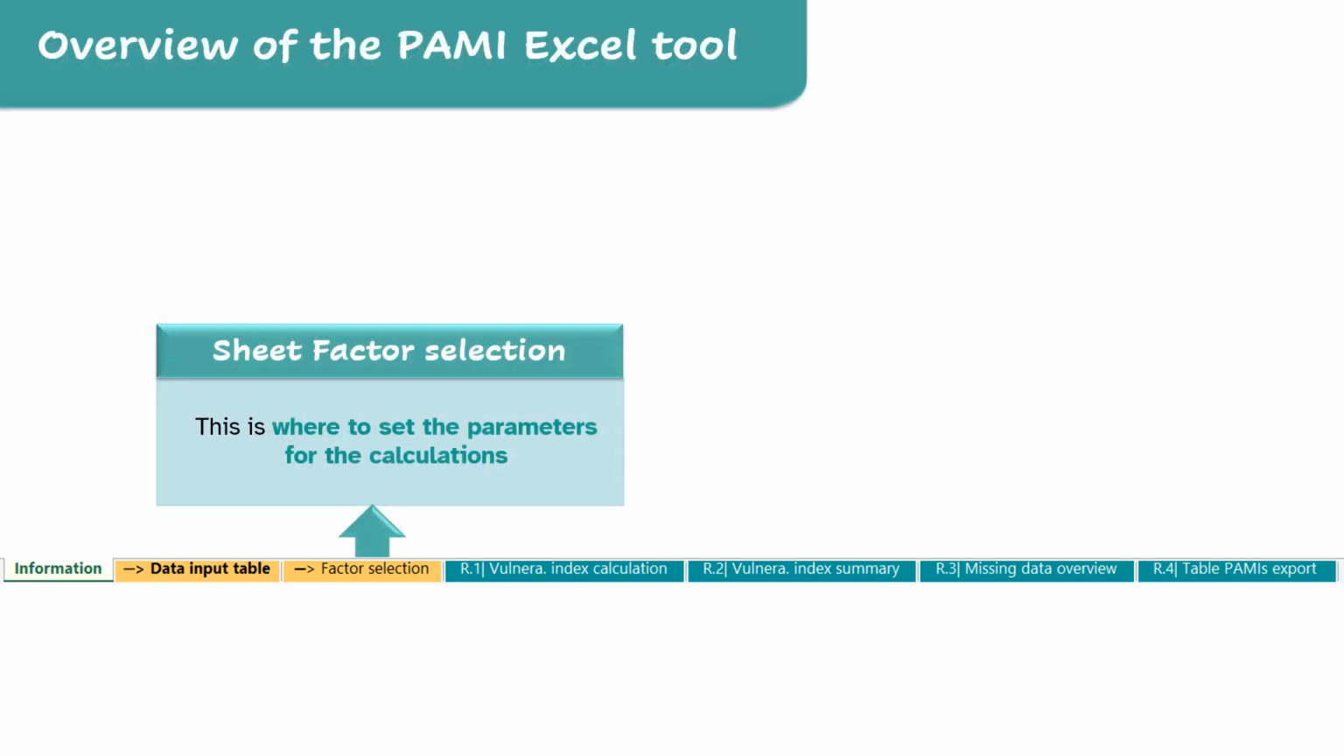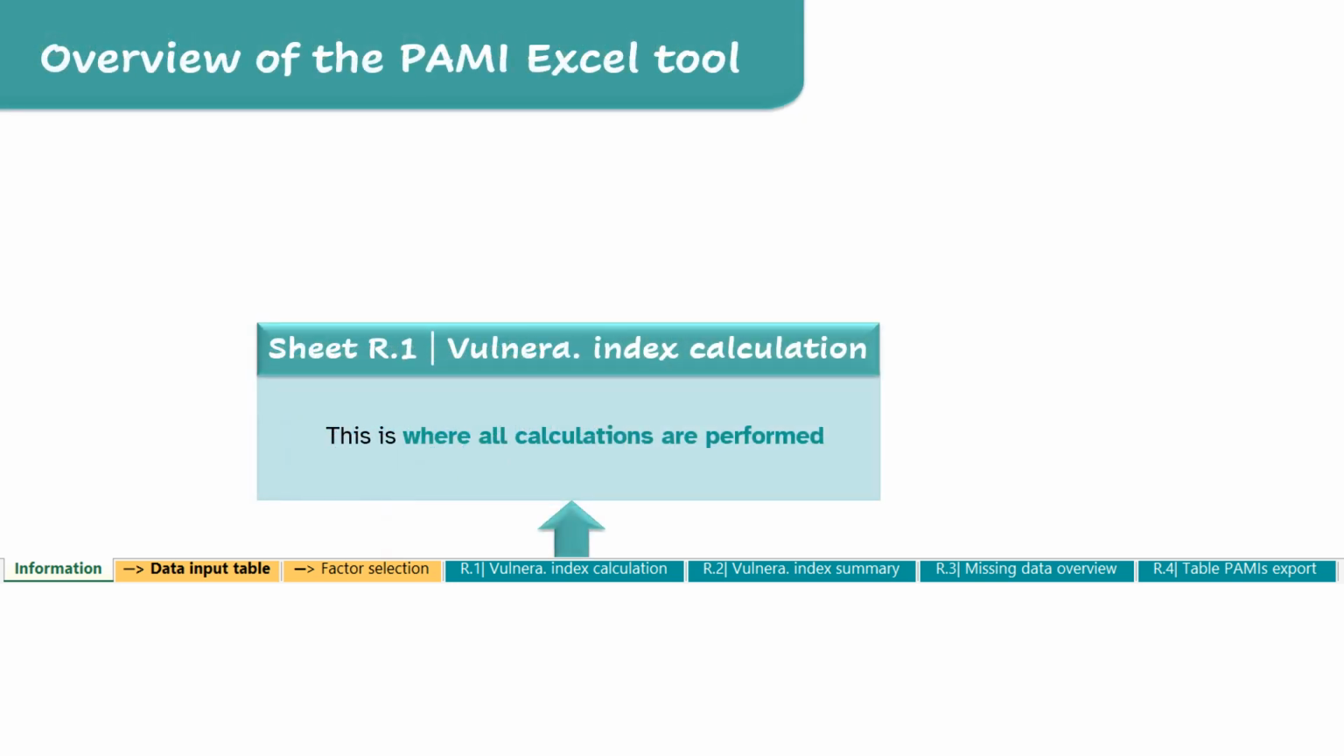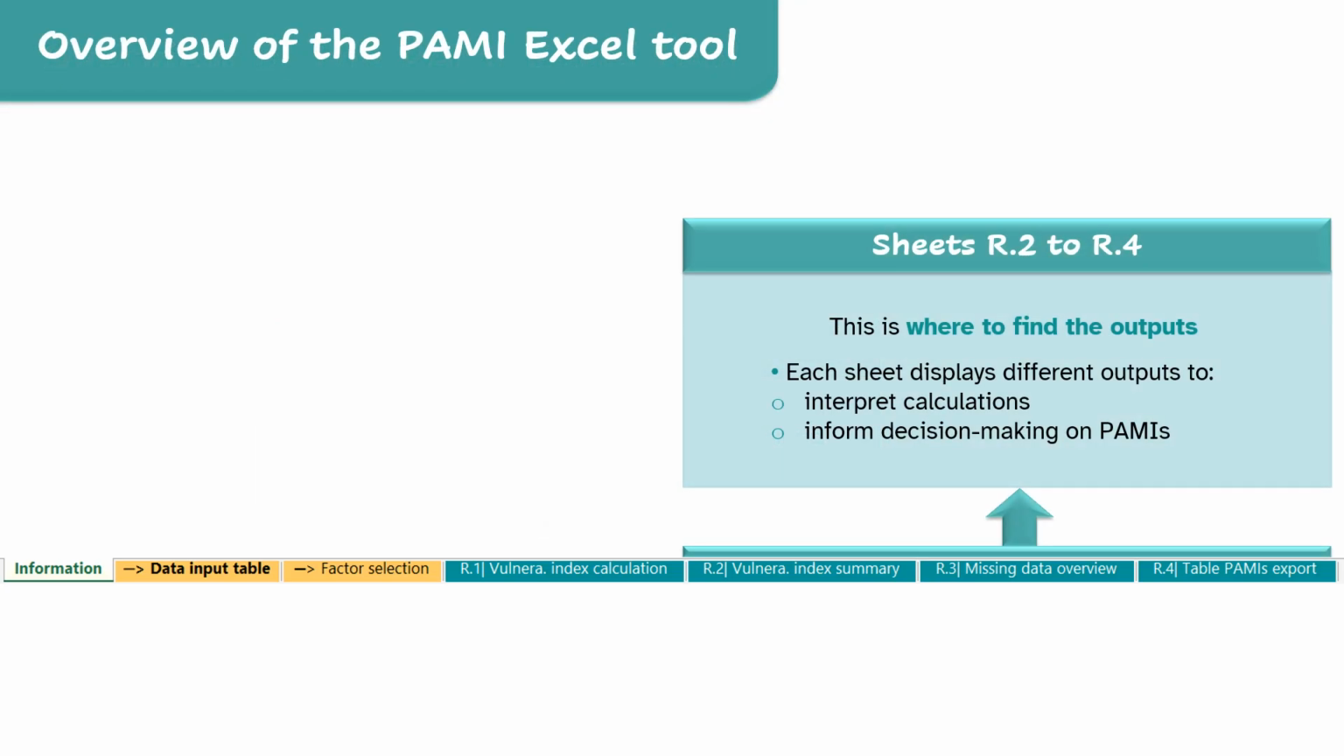The next sheet of the PAMI Excel tool is called Factor Selection. This is where you will set the parameters for the calculation of the vulnerability index. The following sheet of the PAMI Excel tool is called R1 Vulnerability Index Calculation. This is the sheet where all calculations are performed. The last sheets of the PAMI Excel tool are called respectively R2 Vulnerability Index Summary, R3 Missing Data Overview, R4 Table PAMI Export. These three sheets display outputs of the PAMI analysis.